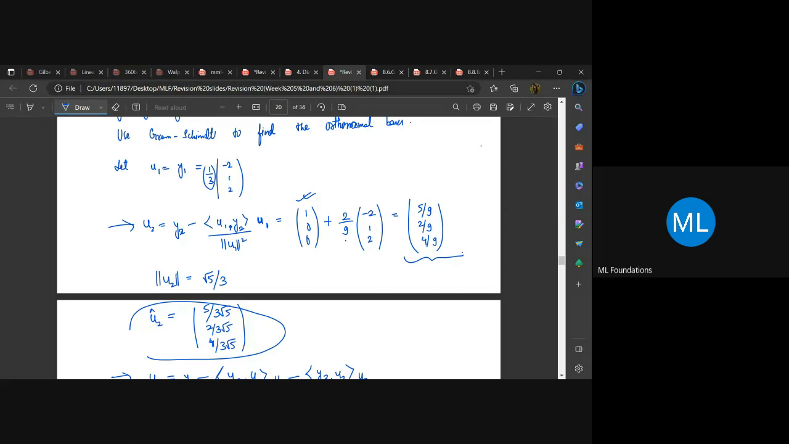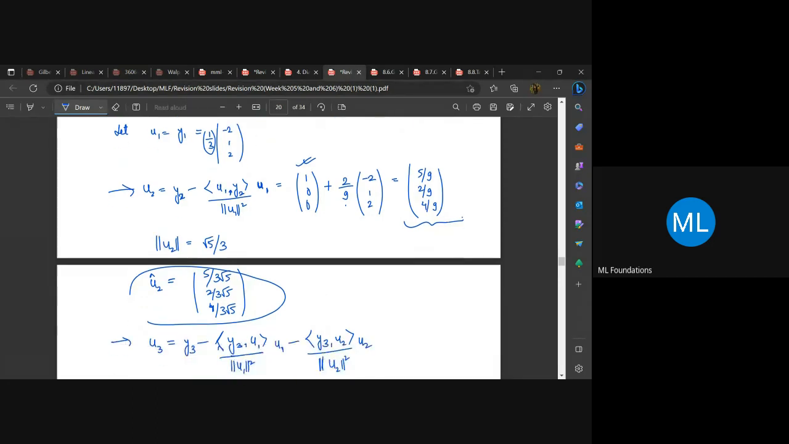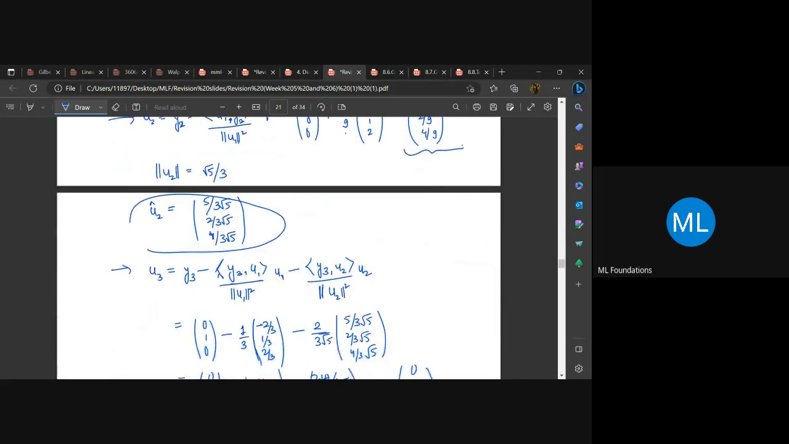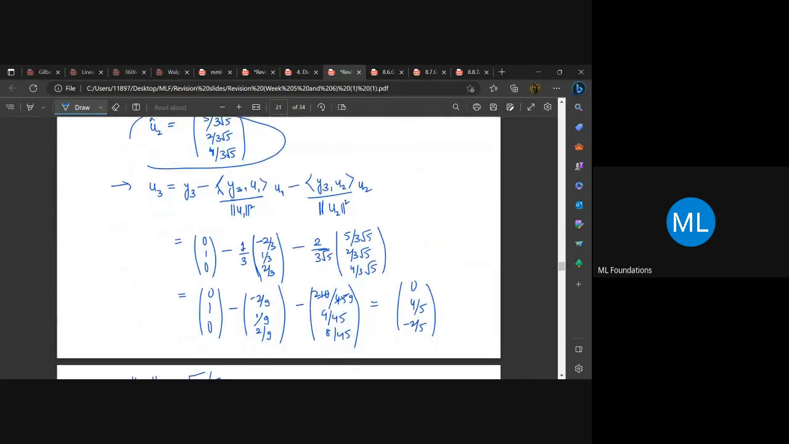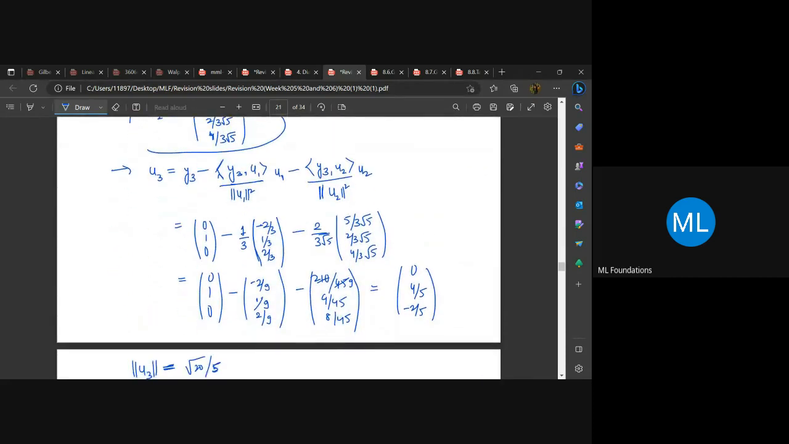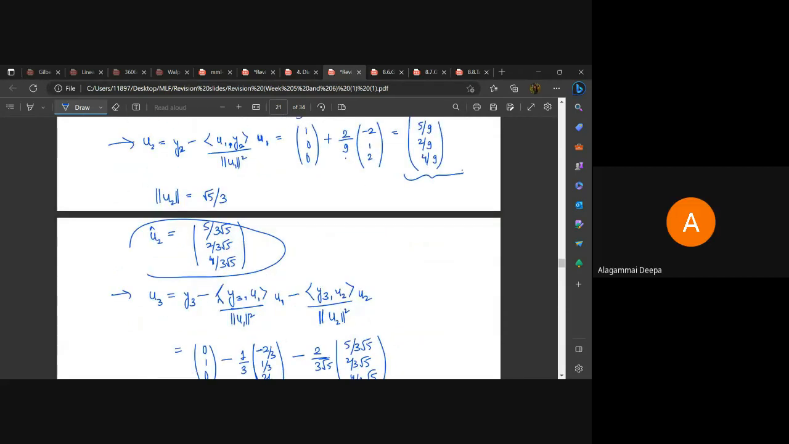After this, you need to find your third vector, that is U3. So again, you proceed with the same, and you get U3. Ma'am, is that root 5 by 3? Okay.